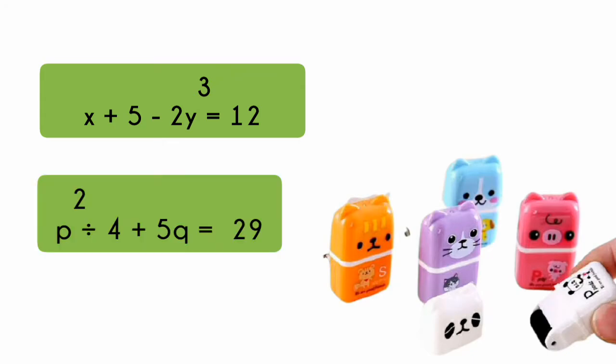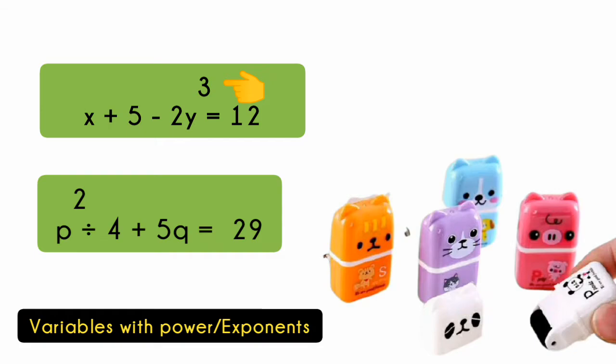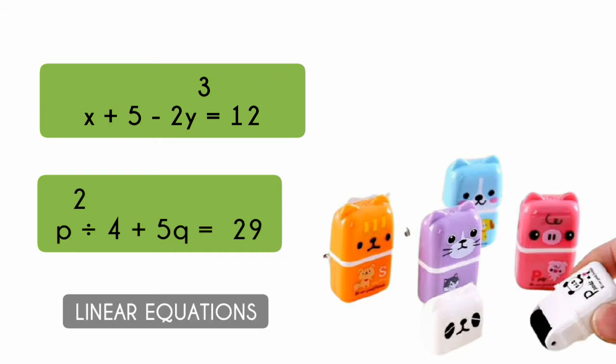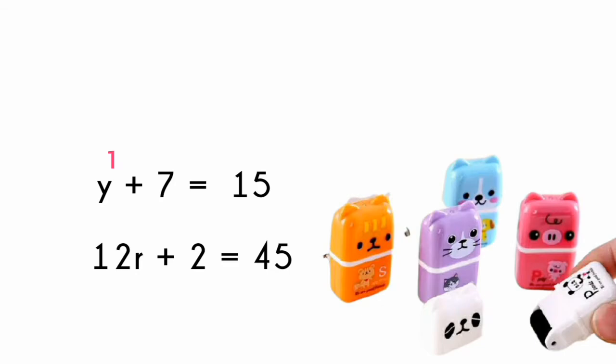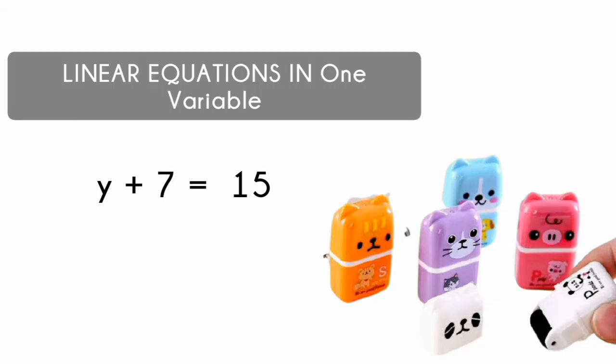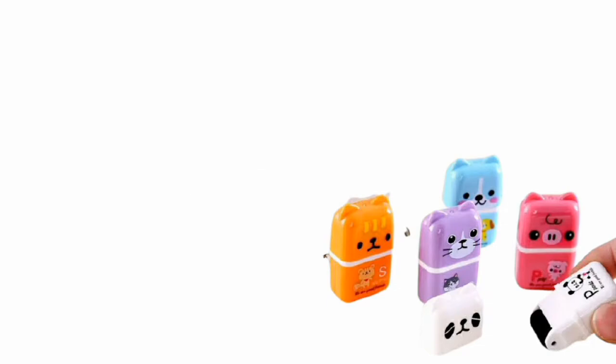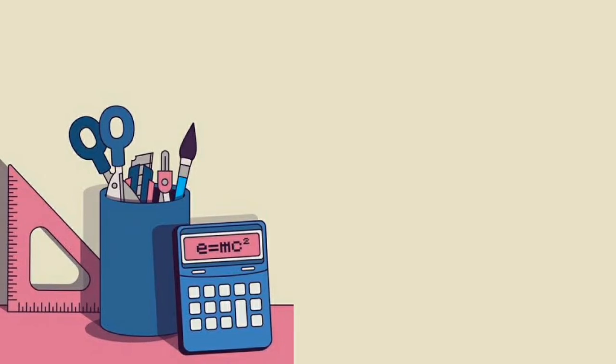The next is when a statement or expression has more than one variable along with powers, or exponents, and the value of the exponent is more than 1. These are the linear equations, or linear equations with two variables. Now you know which are the linear equations. And when the variable's highest power is 1, these equations are called linear equations in one variable.